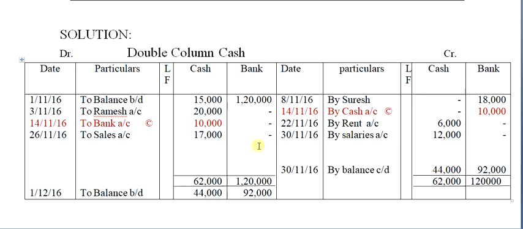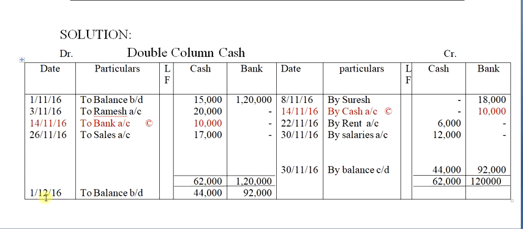Now total the bank column on both the sides. Which side is more? 1,20,000. Debit side is more. The same total to the credit side also, 1,20,000. Minus 18,000 minus 10,000, you will get the remaining closing balance as 92,000. This 92,000 will become the closing balance. So balance carried down on 30th 11/2016 will become the closing balance. How much is the closing balance? 44,000 and 92,000.